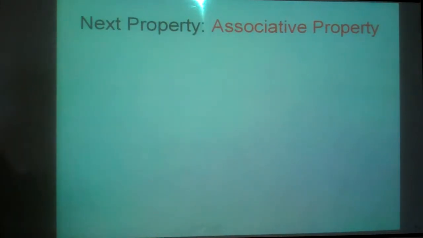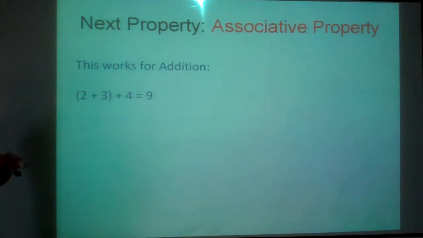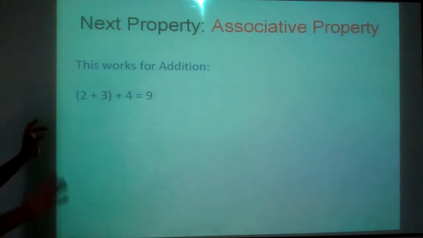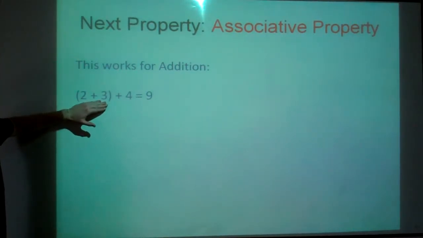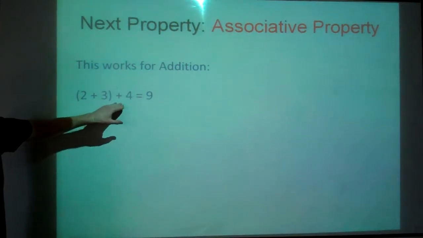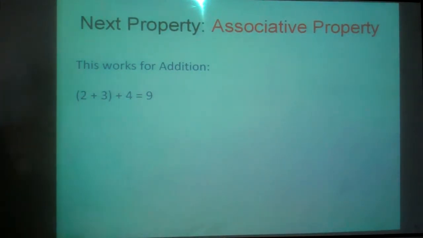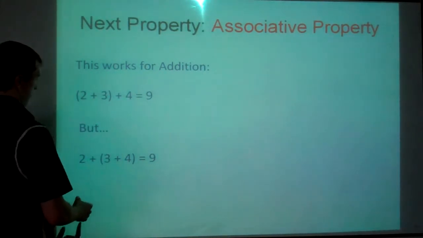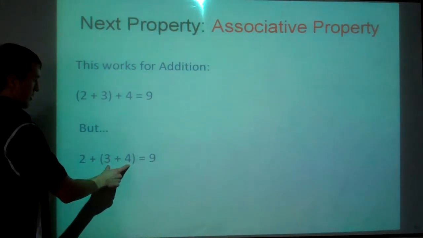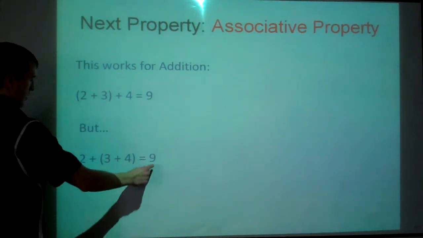And our next property is the associative property. And this one has to do with parentheses. It works for addition and multiplication, as we're about to see. But it's all about shifting your parentheses. So first let's just check and see. 2 plus 3 is 5. We do that first because it's in parentheses. Plus 4 equals 9. But if we take our parentheses and just slide them over to the 3 and the 4, now we do 3 plus 4 first, and we get 7, plus 2, and we still get 9.